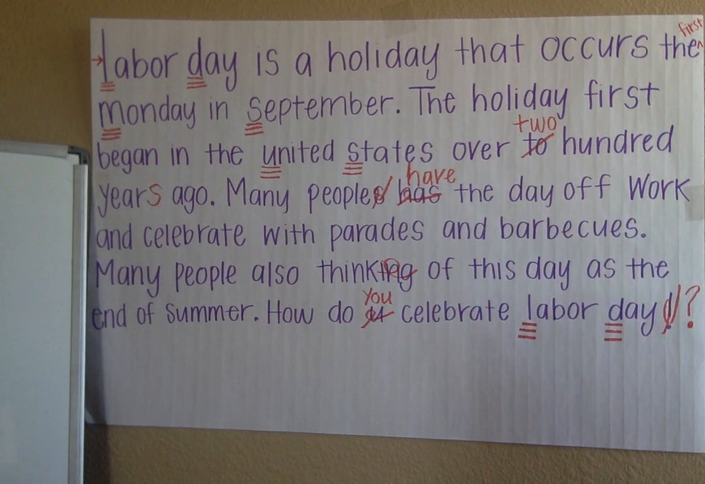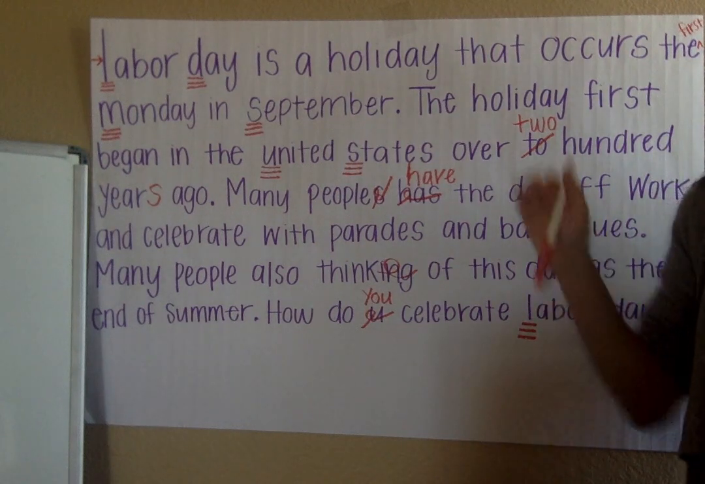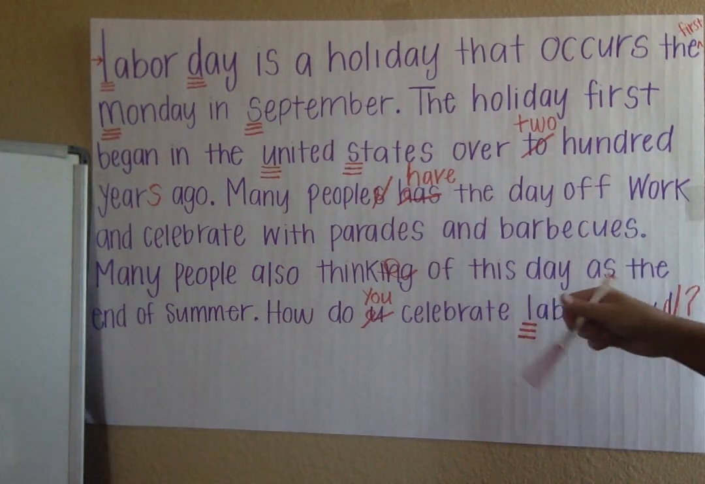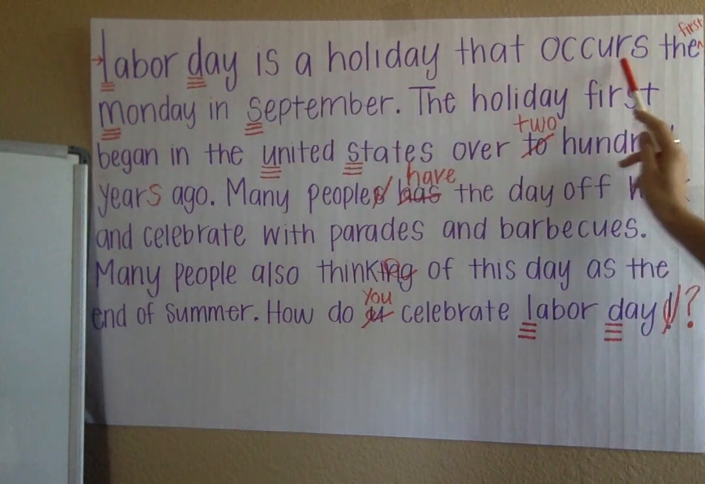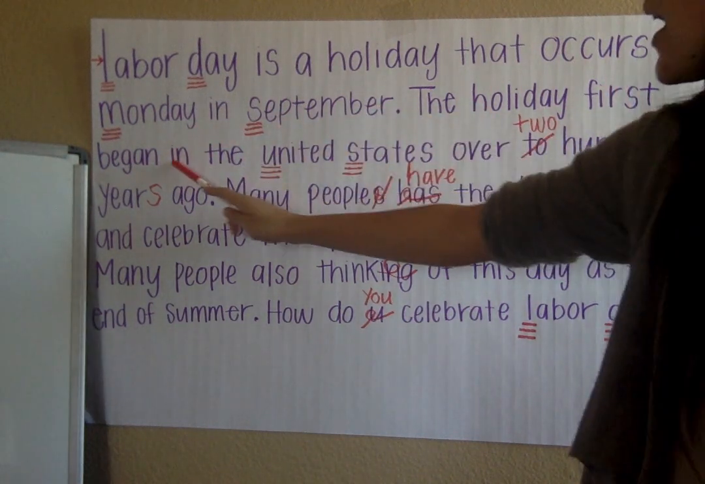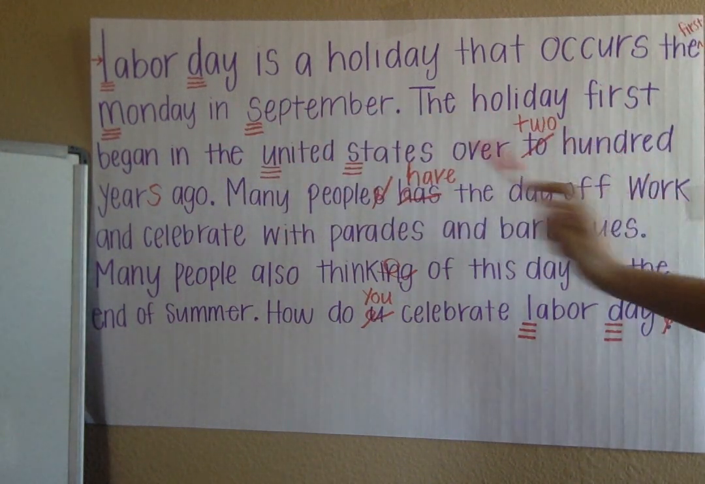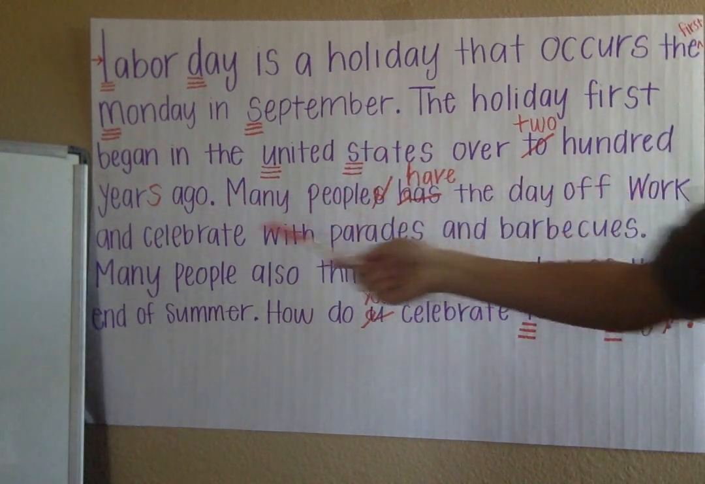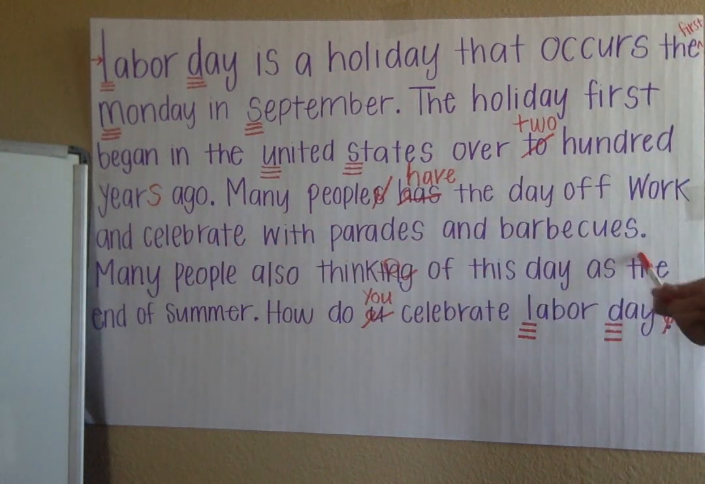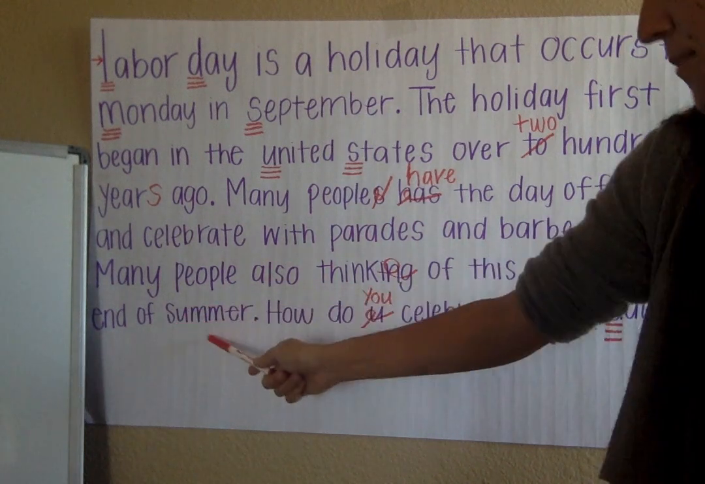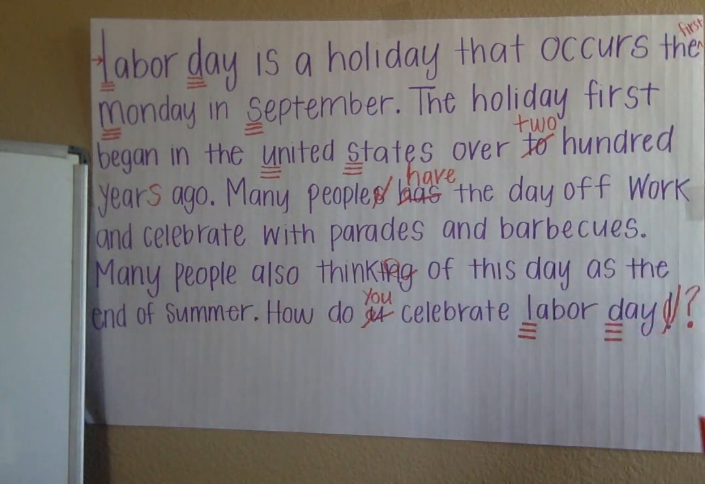Now I need to reread this multiple times to make sure it sounds correct before I can officially rewrite this and make it perfect. So, Labor Day is a holiday that occurs the first Monday in September. The holiday first began in the United States over 200 years ago. Many people have the day off work and celebrate with parades and barbecues. Many people also think of this day as the end of summer. How do you celebrate Labor Day? Perfect. Sounds much better now.